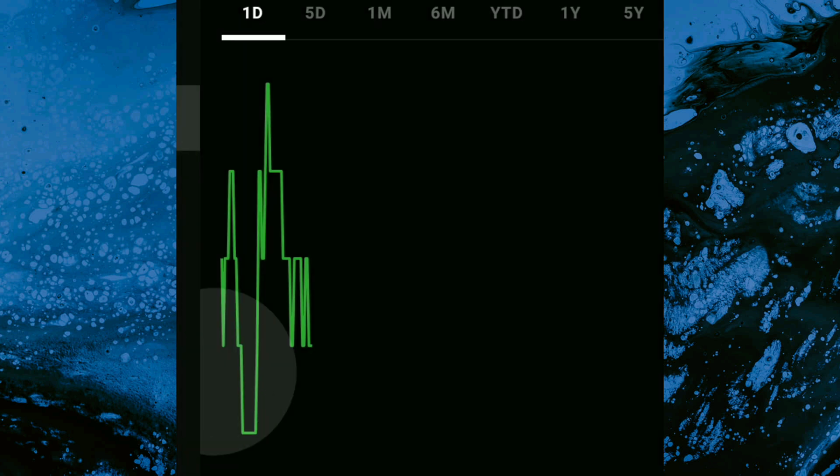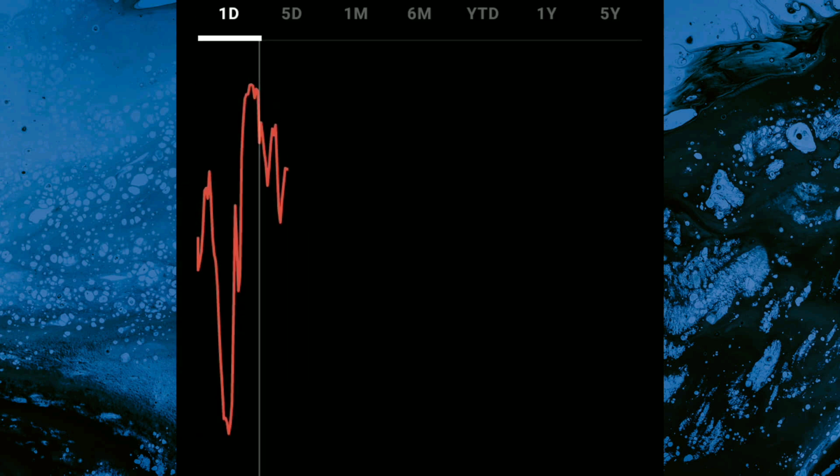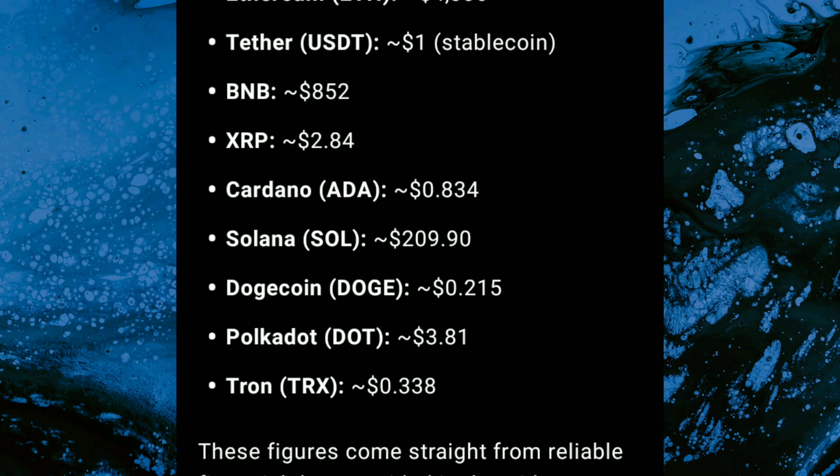So in short, using ChatGPT for crypto graphs is a smart way to learn, analyze, and understand the market without needing advanced trading knowledge. Whether you are a beginner or someone who already trades, these AI-powered insights can save you time and make your learning process easier.